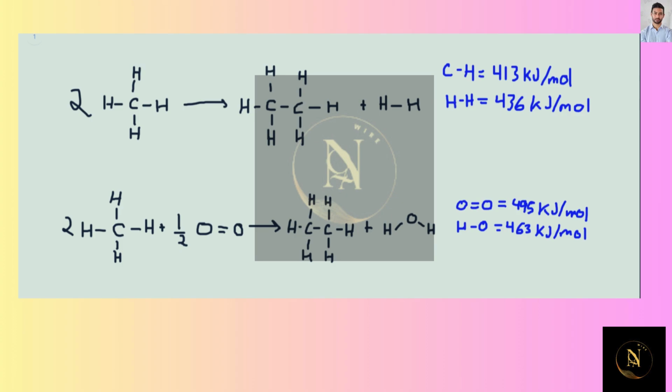Why is the conversion of methane to ethane more favorable when oxygen is used?